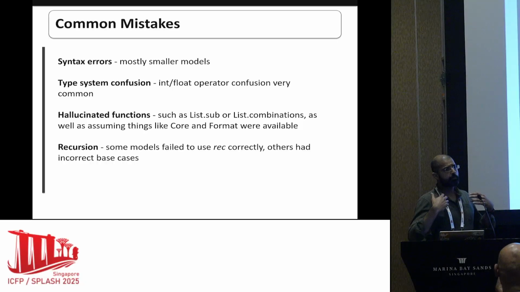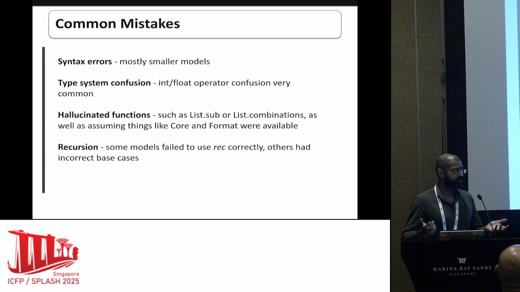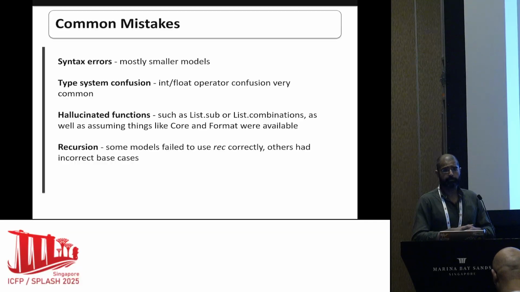One of the common things we saw was that small models actually made lots of syntax errors, which was surprising even for smaller models. There was a lot of type system confusion, so they would try and use floating point operators with ints and vice versa. They tended to hallucinate a lot of functions that just didn't exist in the standard library, and many of the models actually assumed that Core was available, even though it wasn't in those notebooks. And lastly, they all seemed to struggle with recursion.